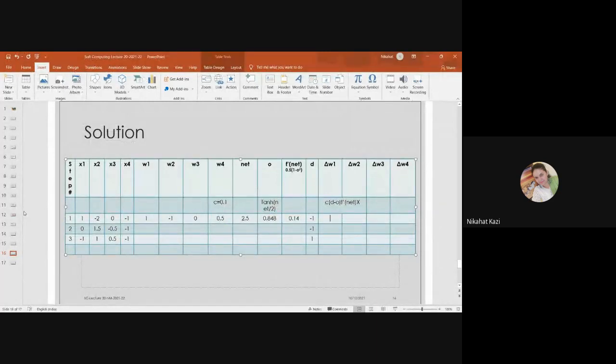Now you have f dash net with you, and you know the weight update equation. What is it? It is C times (d minus O) times f dash net times x. C is given to be 0.1, so 0.1 times (d minus O), where d is minus 1 and O is 0.848. So what are you getting?